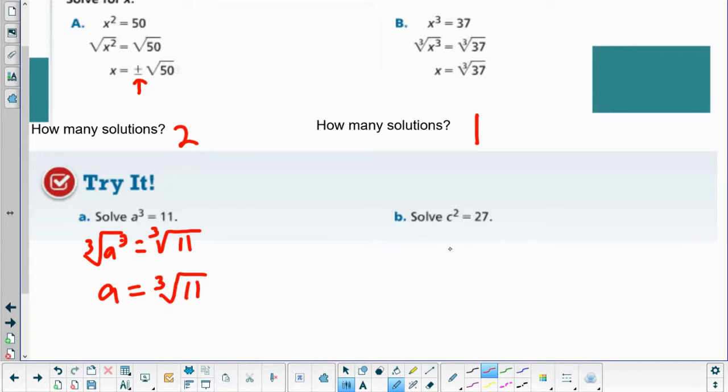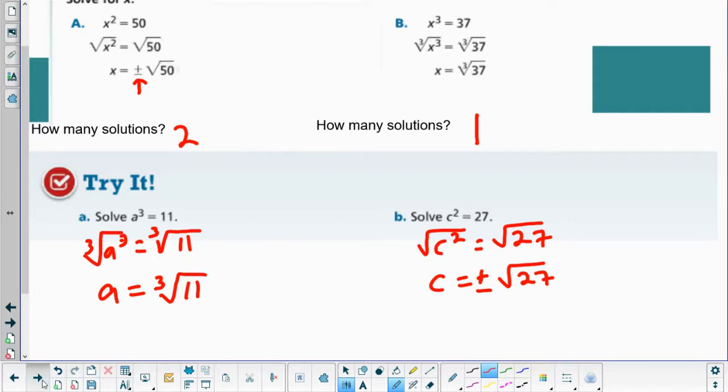All right, over here I have c squared. I need to take the square root of both sides. Okay, so the 2 and the imaginary 2 here are going to cancel each other out. So we have c equals. Now be careful, cube roots have 1 answer, square roots have 2 answers. It could be plus or minus the square root of 27. So that means it could be positive square root of 27 or negative square root of 27. You have to have either the plus or minus, or you have to write them out. Whenever you have squares, there are 2 solutions.